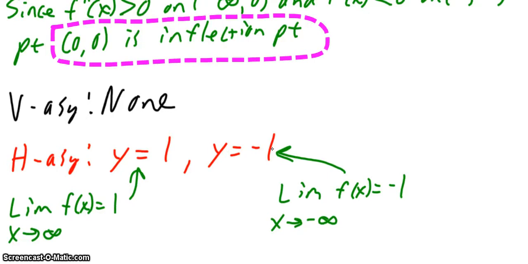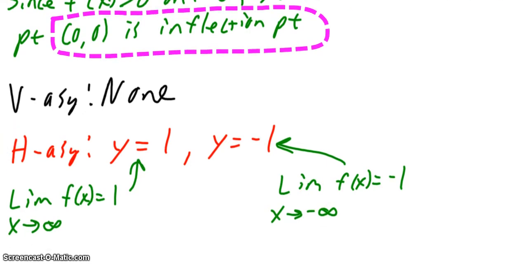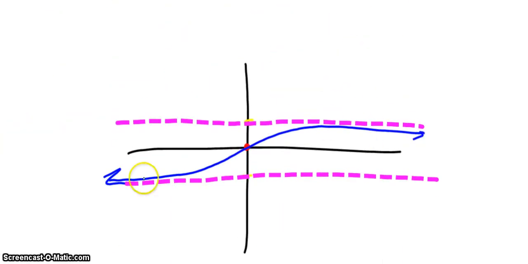Well, the way to figure out the end behavior is to take the limit. What is the limit as x goes to infinity of f of x? It's going to be 1. What is the limit as x goes to negative infinity of f of x? It's going to be -1. And so that's how I come up with the horizontal asymptotes.